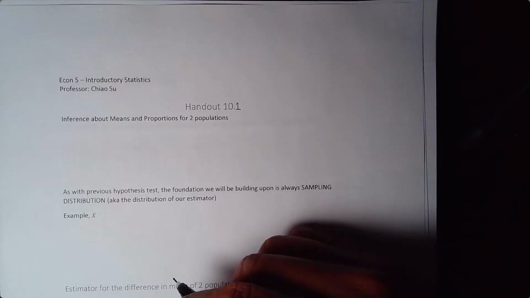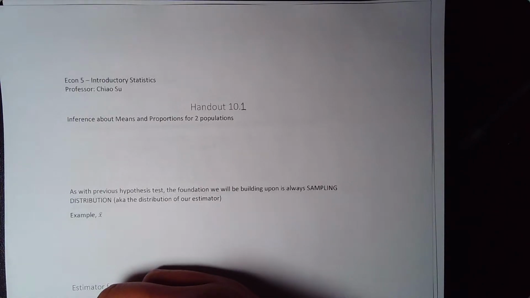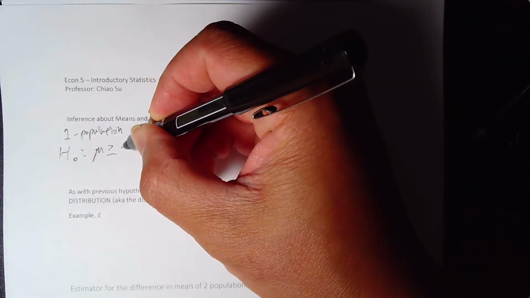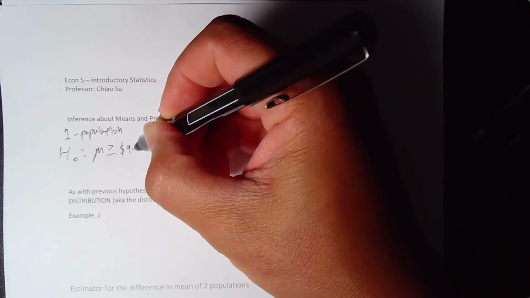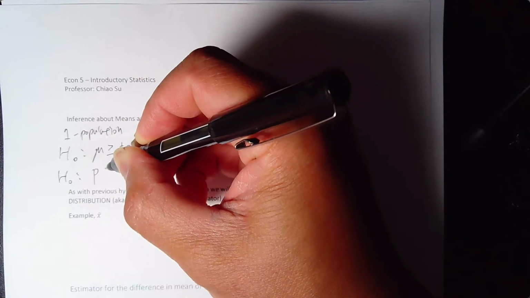Okay, chapter 10. So far in our class, we've been trying to ask questions regarding only one population. For example, our null hypothesis could be about the average income. Is the average income in San Francisco greater than, let's say, 95,000?